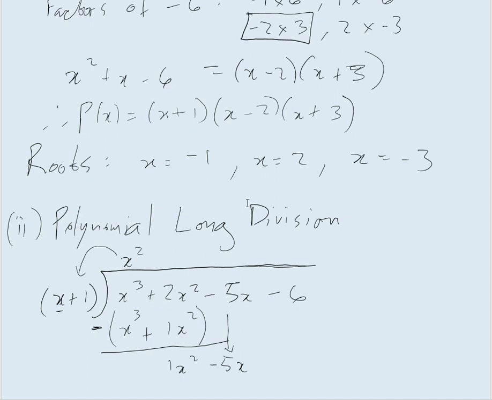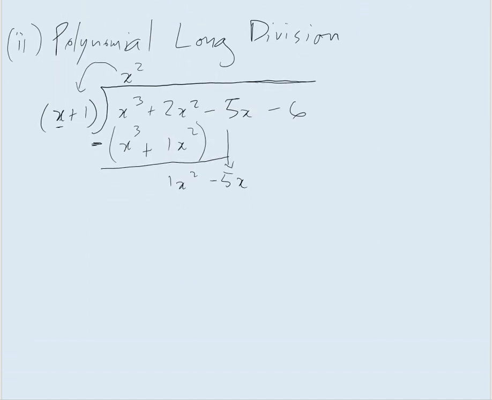Now we repeat the process. Now we ask ourselves, how many times does x go into 1x squared? Well, x goes into 1x squared 1x times. So that's just plus 1x. And then we say 1x times x plus 1, and then we get again 1x squared plus 1x. Now we must subtract this. So the x squareds disappear, so that's good. Minus 5 minus 1 is minus 6, minus 6x.